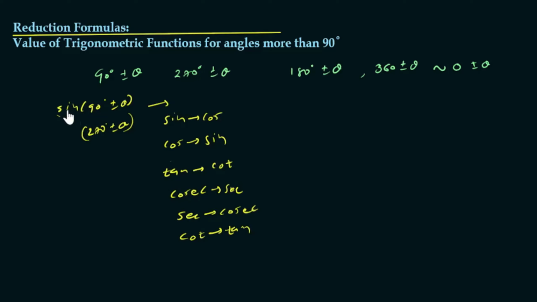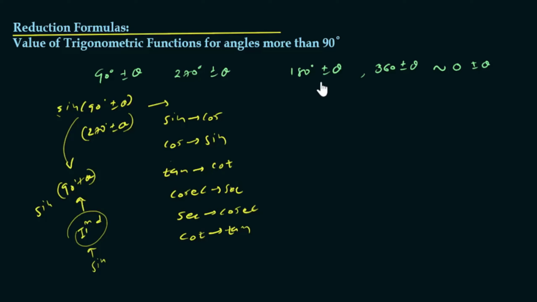And the sign of the trigonometric function will be determined by the angle. So if we have 90 degree plus theta, this angle will be in the second quadrant, and in the second quadrant, sine is positive. So sine of 90 plus theta will be converted into just cos theta. We will see in detail how to convert these angles.